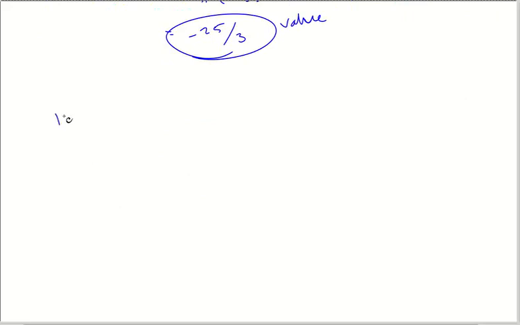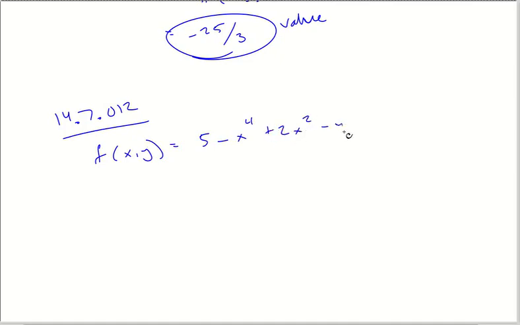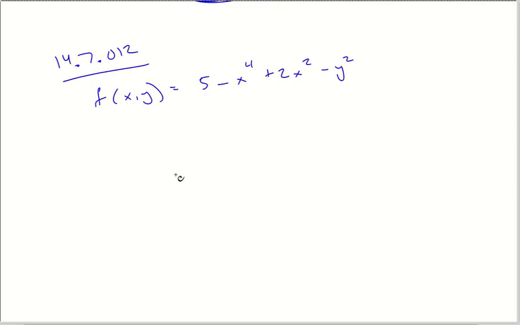Many distractions. So 147012. I got f of x, y is equal to 5 minus x to the 4th plus 2x squared minus y squared. And they're wanting the same thing. What are the critical points and all the stuff? So f sub x, finding my derivative there, the 4 comes down, negative 4x cubed. And then the 2 comes down, makes a 4x. Good enough. Set this equal to 0. My derivative in terms of y, nothing, nothing, nothing. Right here, I got a negative 2y, set it equal to 0.